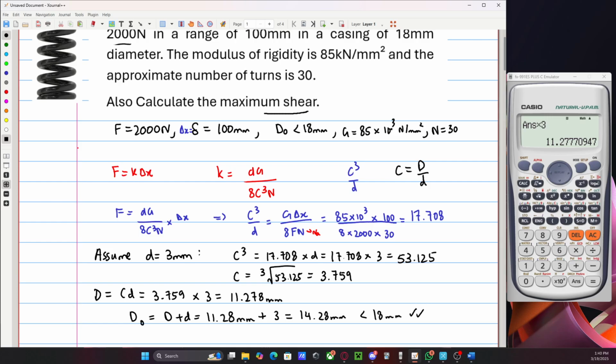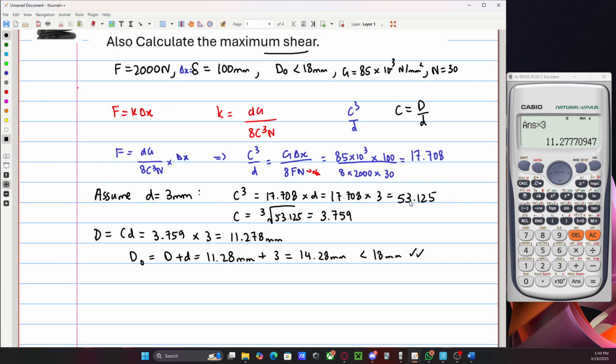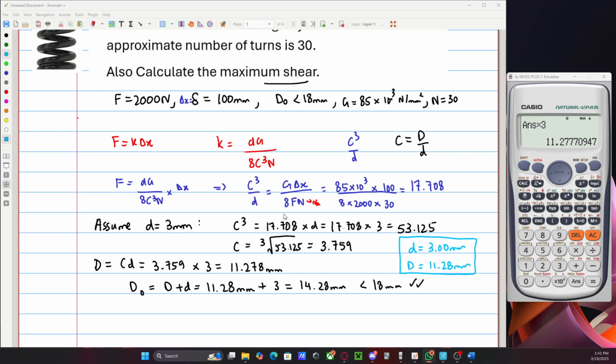Okay. Now, when we have our answers, what do we need to do? We need to either underline them or make it a bit nicer. So we can write our d equals 3.00 millimeters, and our capital D will be 11.28 millimeters. So we have our d and capital D. Now we need to work out our N. Or before that, we will do the tau max, and then we will do the N.